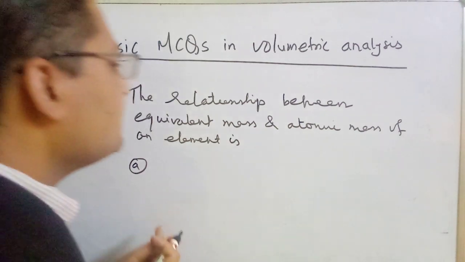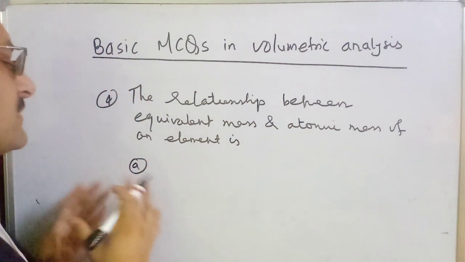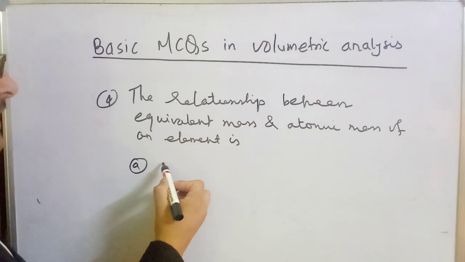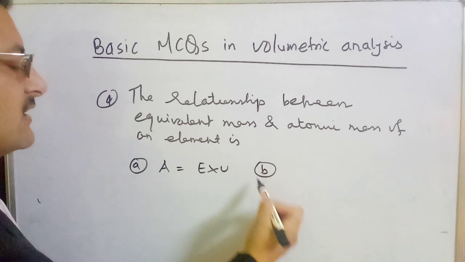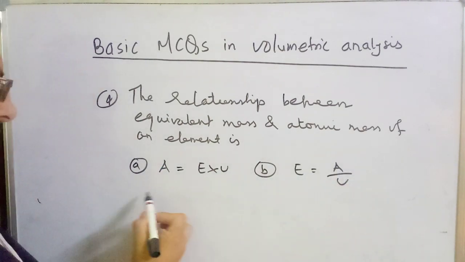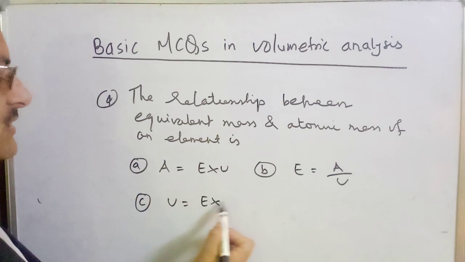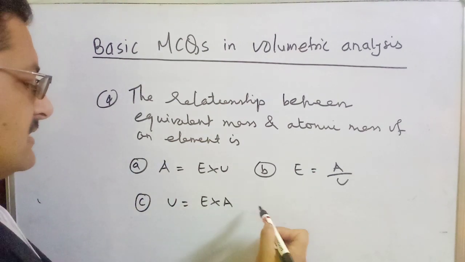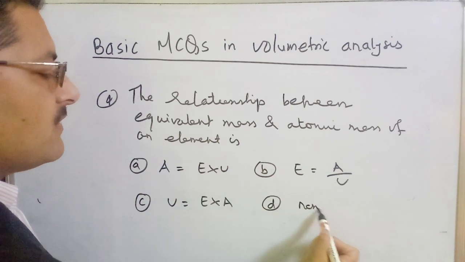We have options here. The relationship between equivalent mass and atomic mass of an element is: option A, A equals E into V; number B, E equals A upon V; number C, V equals E into A; and number D, none of the above.